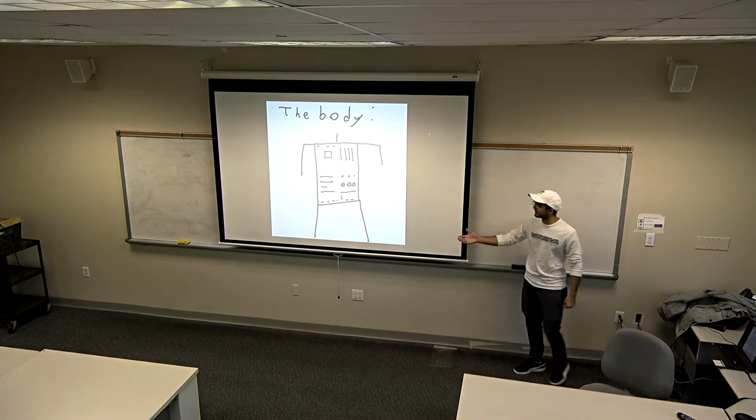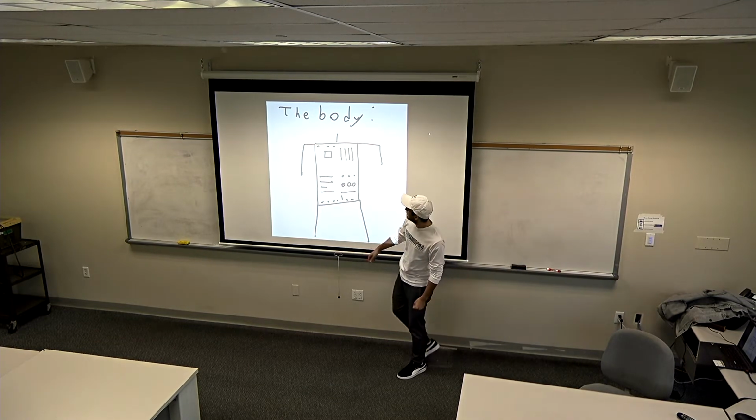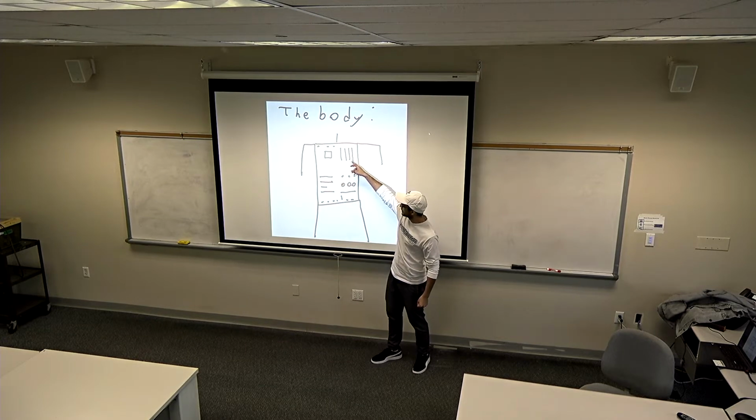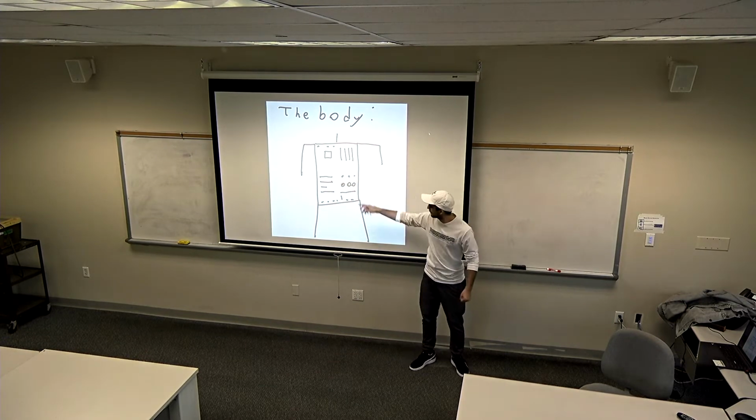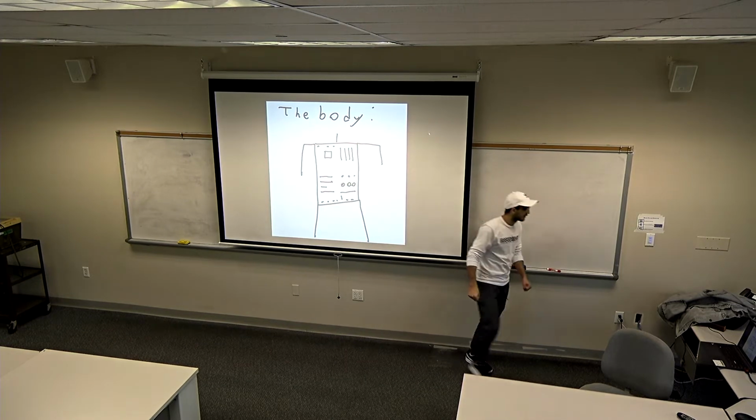And now we go to the body, which is the motherboard. As you can see in my crude drawing, that's where the CPU goes. That's usually where the RAM is. These are the PCIe slots, which I'll talk about in a second. And these are, I'm pretty sure, the transistors, if I remember correctly.